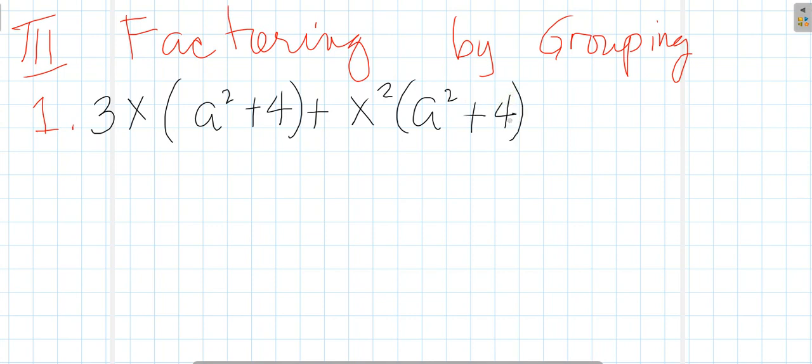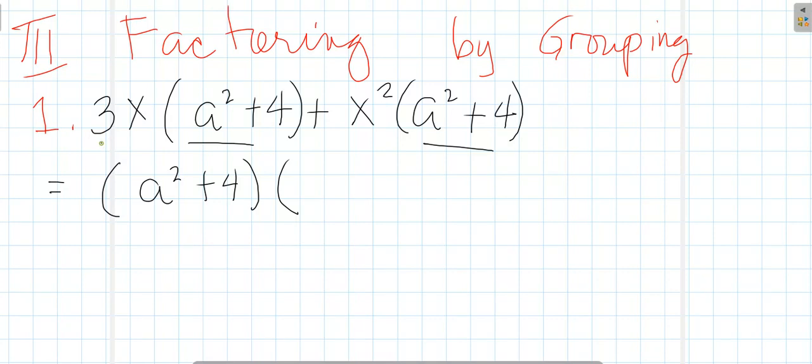Okay, so how do we factor? Get the common factor. So the common here is a squared plus 4. So you copy the common factor, then you divide this by this one. So 3x times a squared plus 4 divided by a squared plus 4 equals 3x. So just copy 3x plus x squared.